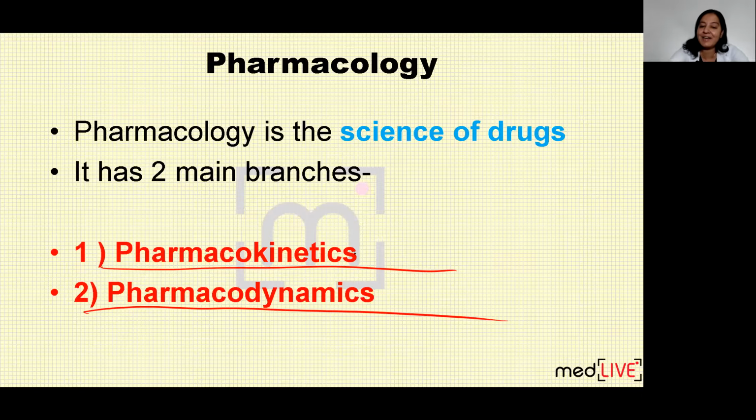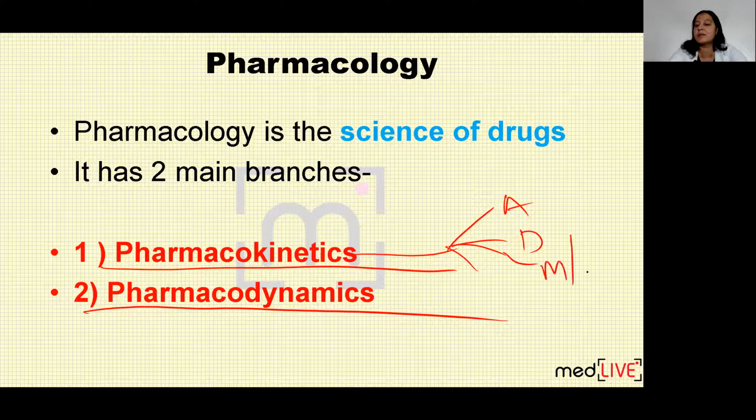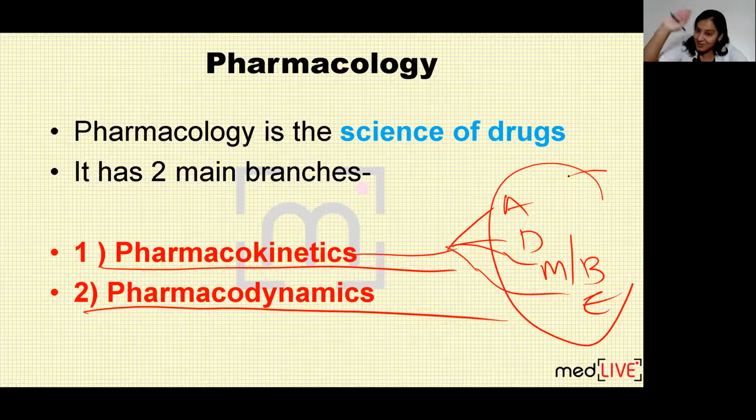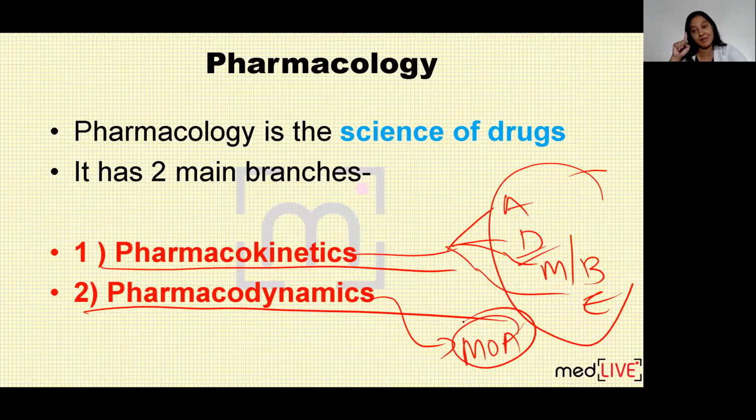So pharmacokinetics has four parts: absorption, distribution, metabolism or biotransformation, and excretion. This is all the body is doing to the drug. And what will the drug do to the body? Only one thing: it will show its mechanism of action. After distribution, it will show its mechanism of action. That is, pharmacodynamics has only one part, that is the mechanism of action of the drug.